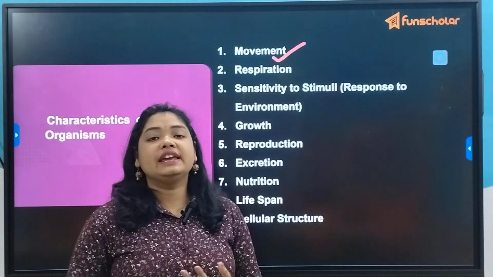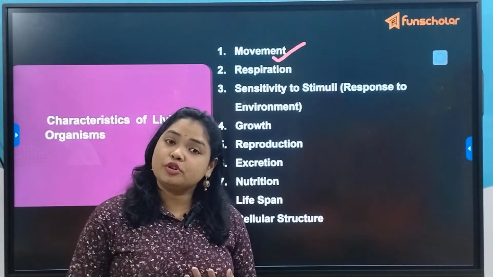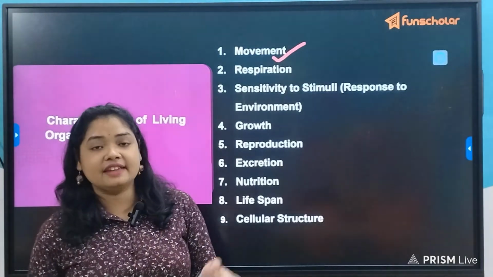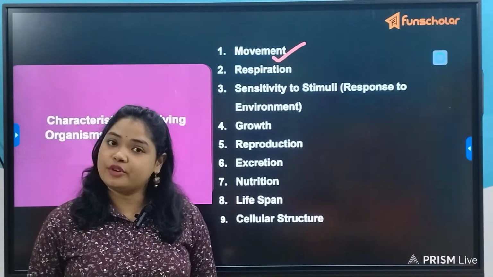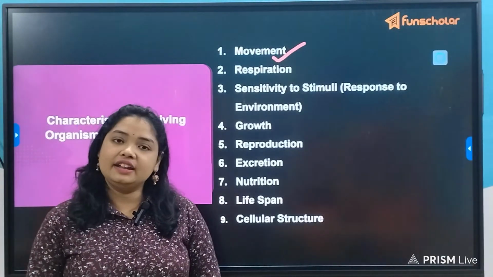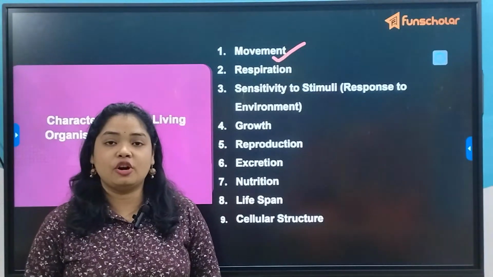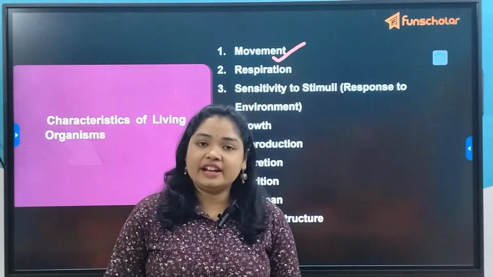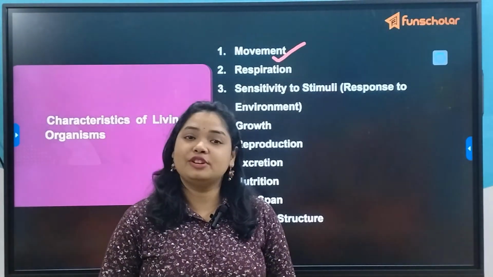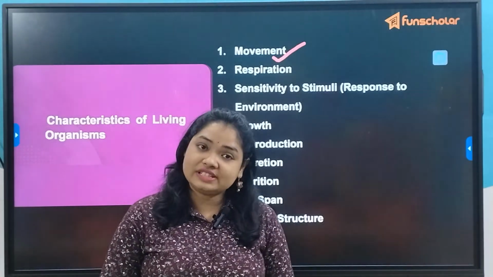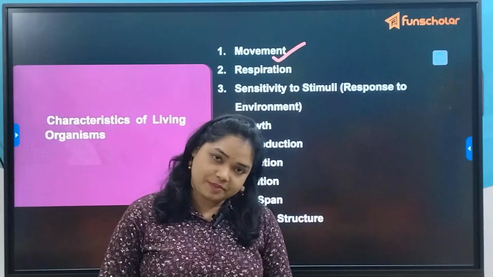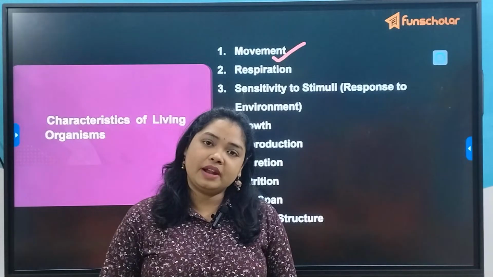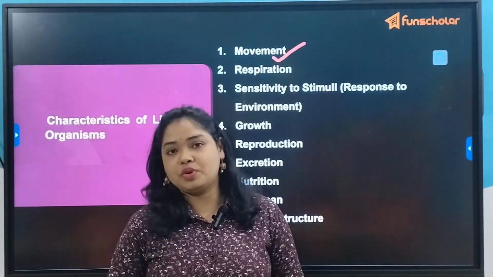For example, in case of plants, they show response to stimuli. Example, the shoot system of plants grows towards light and the root system grows away from the light towards the soil. And also some plants like touch me not, they close their leaves if you touch them. And there are also the examples of insectivorous plants, which close their leaves once the insects are trapped within them. So these are the movements shown by plants even if they are stationary at one location.